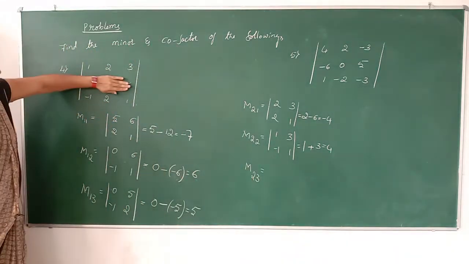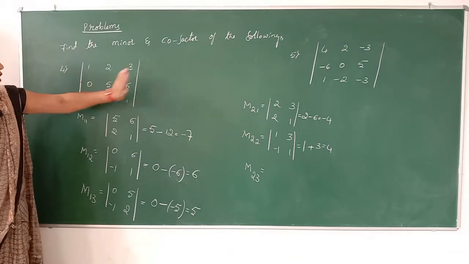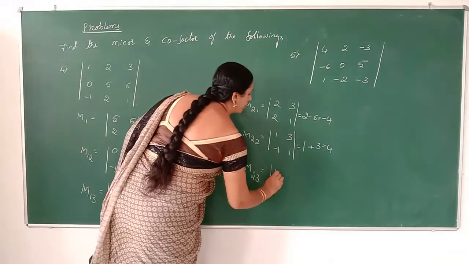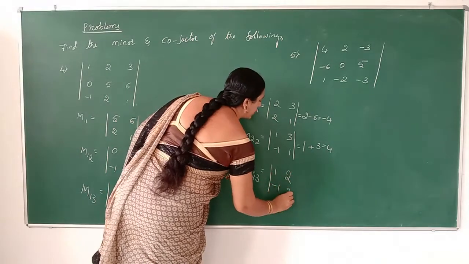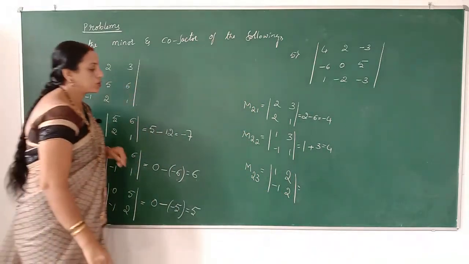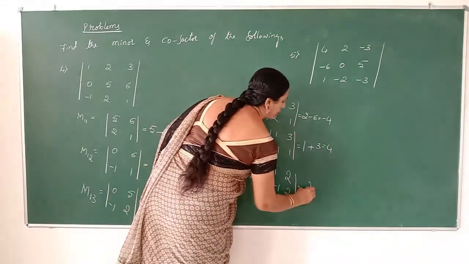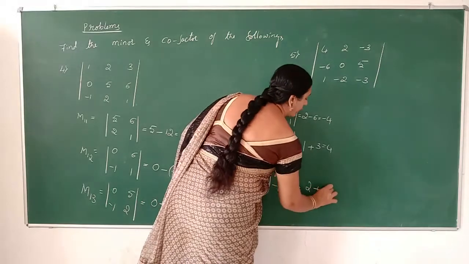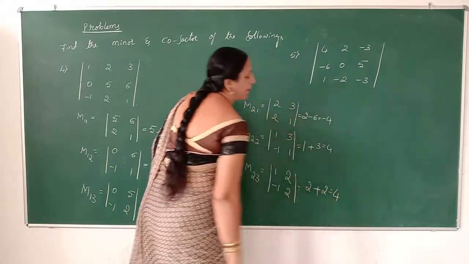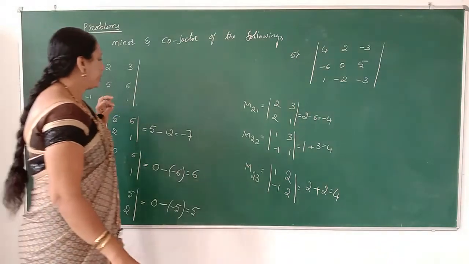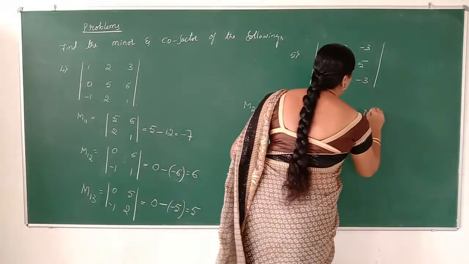So the elements of the second row and third column get neglected, and the remaining elements are 1, 2, minus 1, 2. After multiplication, 2 into 1 is 2, minus 2 into minus 1 is minus 2, and minus into minus is plus 2. Therefore 2 plus 2 is equal to 4. Then we will come to the third row.